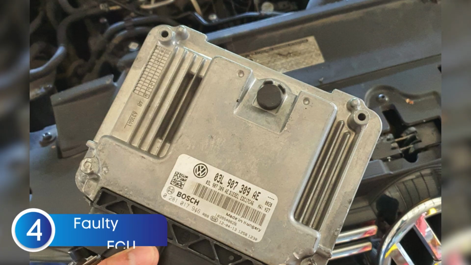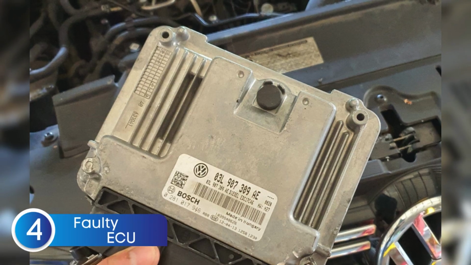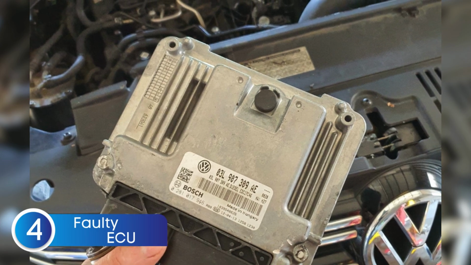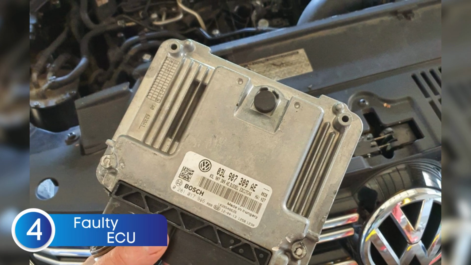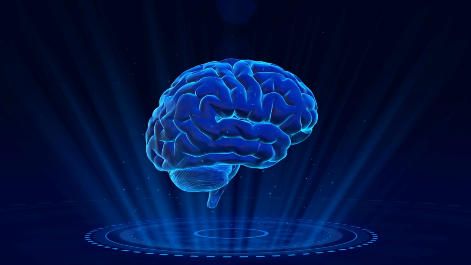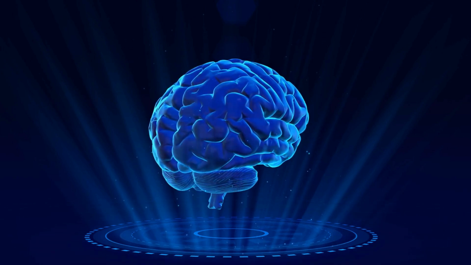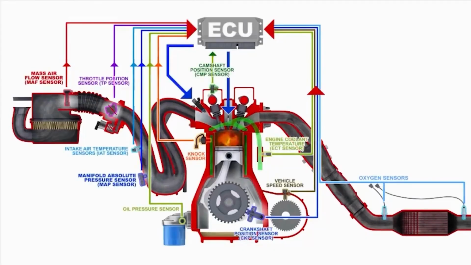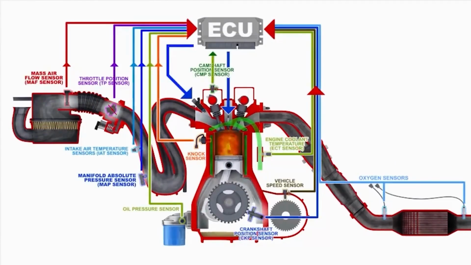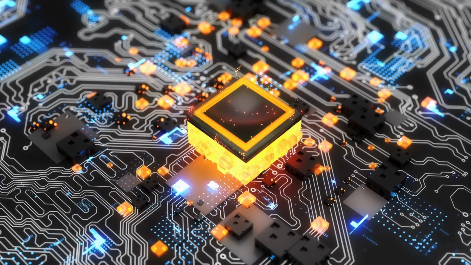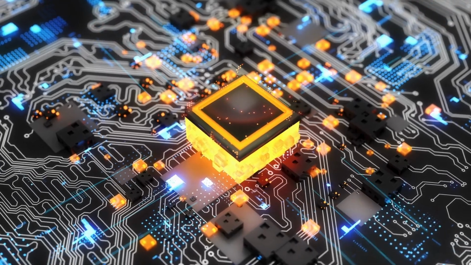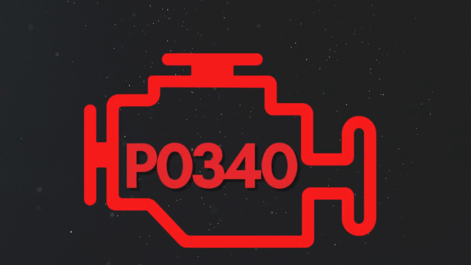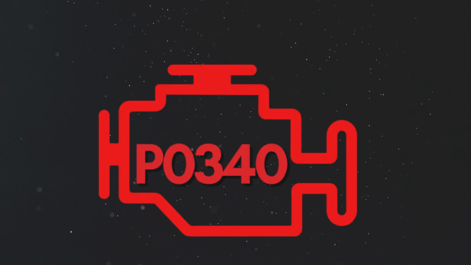The fourth cause is ECU failure or software issues. The ECU, basically the brain of your engine, relies on data from multiple sensors, including the camshaft position sensor, to manage engine timing and fuel injection. While it's rare, the ECU itself can sometimes develop internal faults or software glitches. When that happens, it might misread or misinterpret the signals coming from the camshaft sensor, triggering the P0340 code even if the sensor and wiring are just fine.